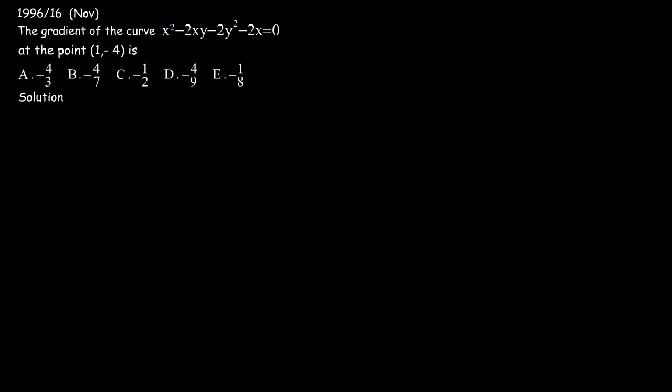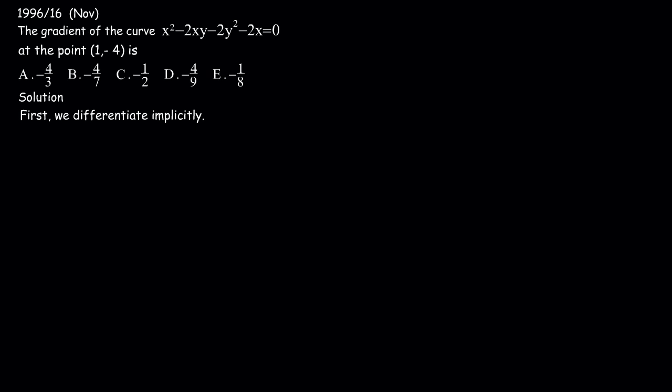Our next question states: find the gradient of the curve x squared minus 2xy minus 2y squared minus 2x equals 0 at the point (1, minus 4). First, we differentiate implicitly, and doing so, when we have a component that is purely x, we differentiate it with respect to x. If it has x and y, we differentiate with respect to x taking y as a constant, then we differentiate with respect to y taking x as a constant. If it's purely y, we differentiate with respect to y.